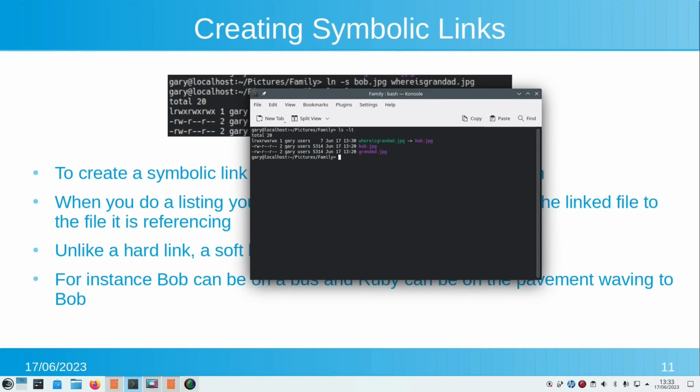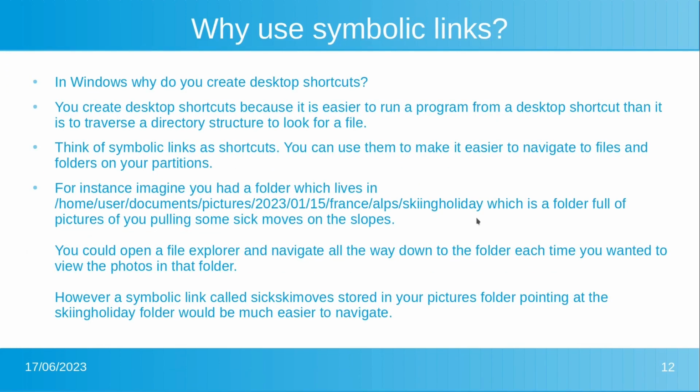She's waving at Grandad, she's waving at Bob, she's waving at Dad in my case. So Ruby can be in one place pointing at Grandad, who's in a completely different place. So symbolic links allow you to point to things in different places, whereas a hard link is the same physical thing reclassified as something else. So why use symbolic links?